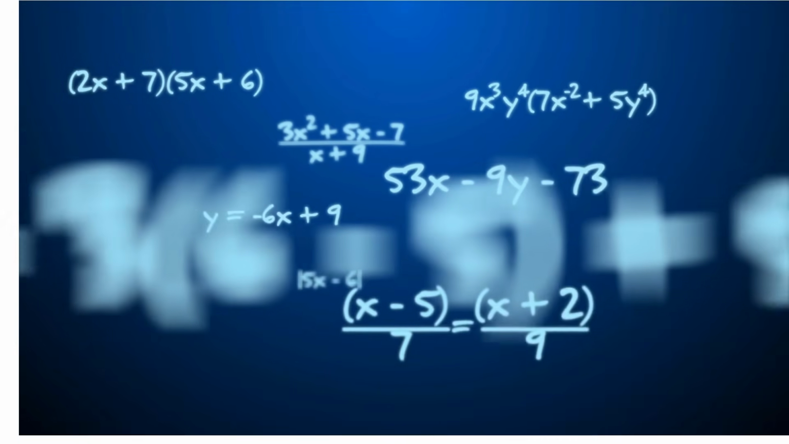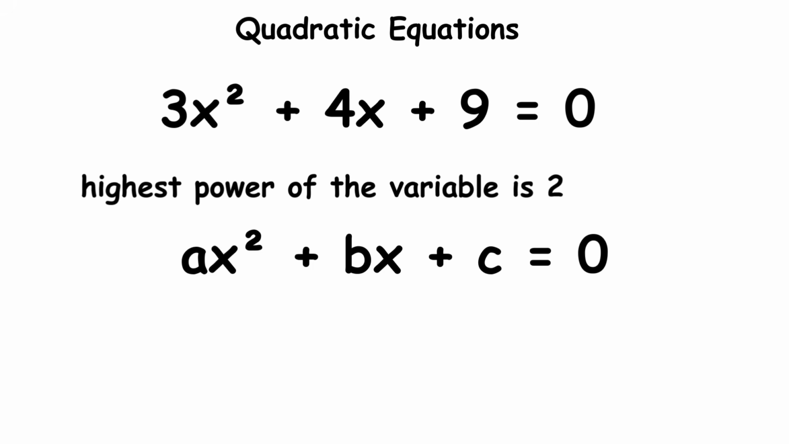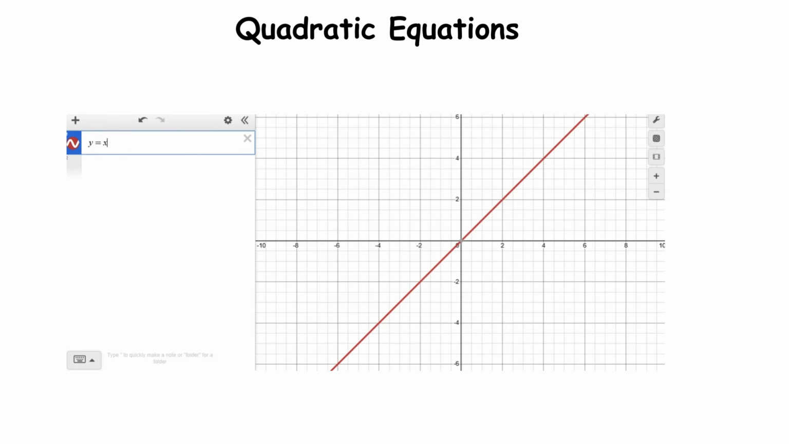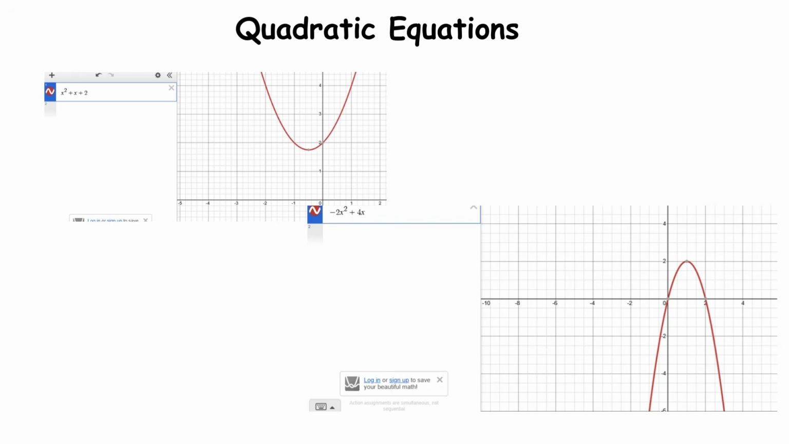Quadratic equations, equations where the highest power of the variable is 2. The general form of a quadratic equation is ax squared plus bx plus c equals 0, where a, b, and c are constants, and a does not equal 0. Unlike linear equations, which graph as straight lines, quadratic equations produce parabolas, U-shaped curves that can open upward or downward, depending on the sign of a.